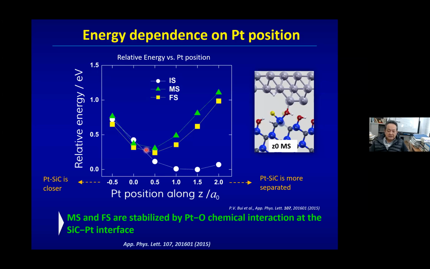So it becomes easy to jump from the initial state to the metastable state and from the metastable state to the final state. So this energy situation is very important. In this area, the etching process never proceeds. But in this area, the etching process proceeds easily. Okay, so this interaction is very important. So this is the most important role of the catalyst.